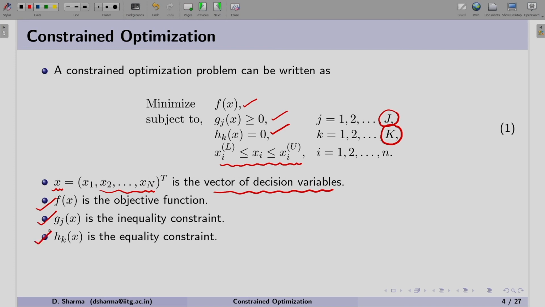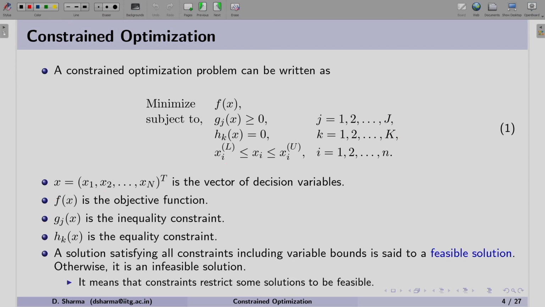And Hk of x is the equality constraint. Here, when we are looking for a solution, as and when a solution satisfies all the constraints including the variable bound, this particular solution is referred to as a feasible solution. And as and when any solution does not satisfy a single constraint or more than one constraint or the variable bound, that solution is referred to as an infeasible solution.